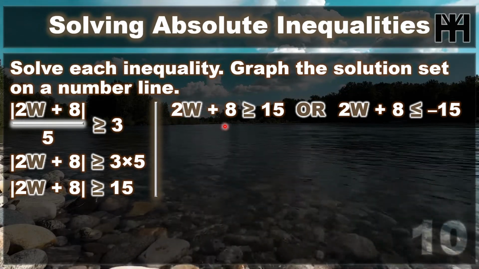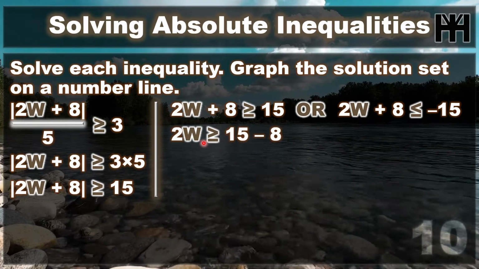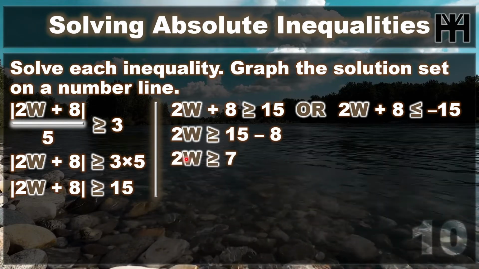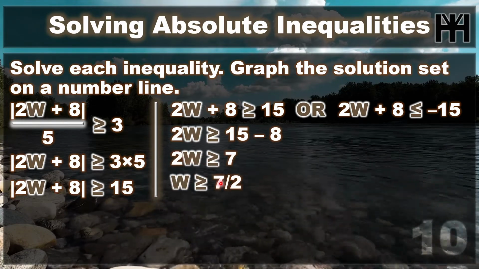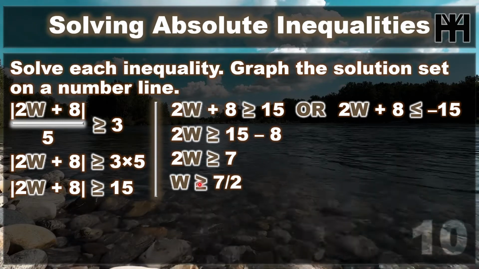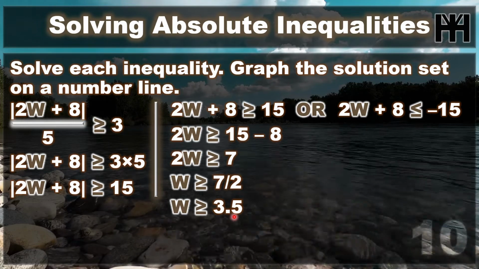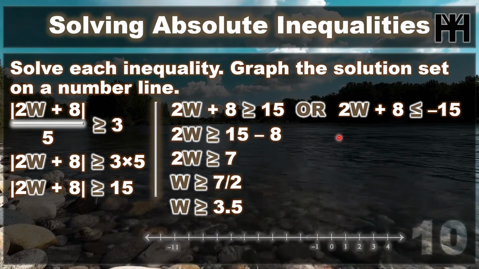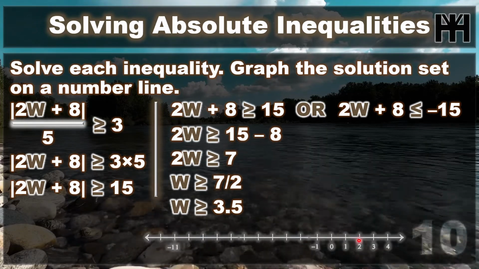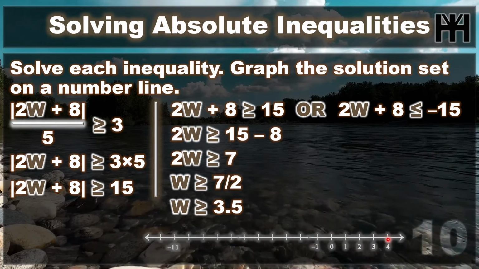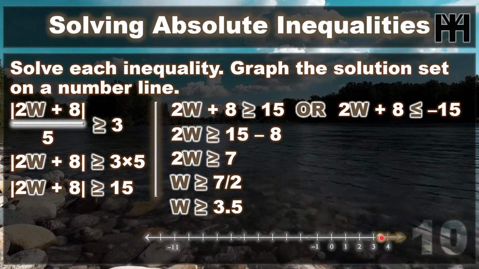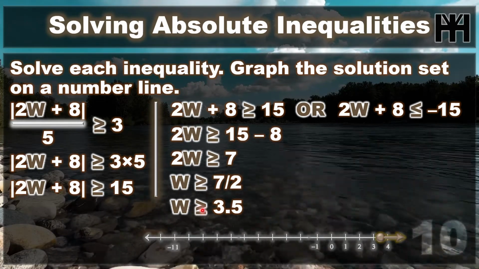So first here we'll send the 8 to the other side, so it's 15 minus 8. It will be 2w greater than or equal 7, then send the 2. So w is greater than or equal 7 over 2, so w is greater than or equal 3.5. Let's go here. It's 3.5, it's between the 3 and the 4. Let's start from here and go to the right. It's greater than or equal.